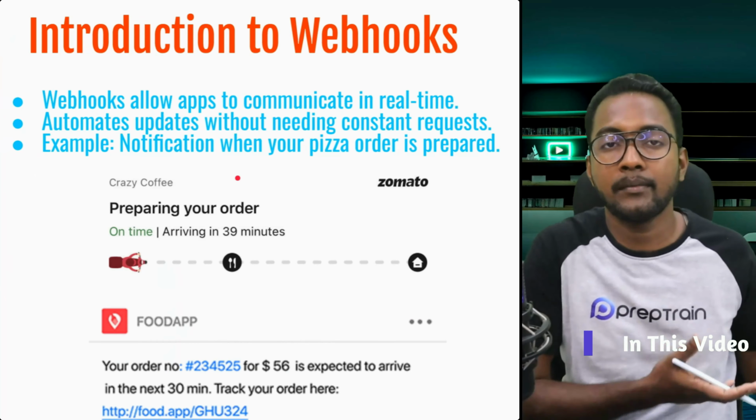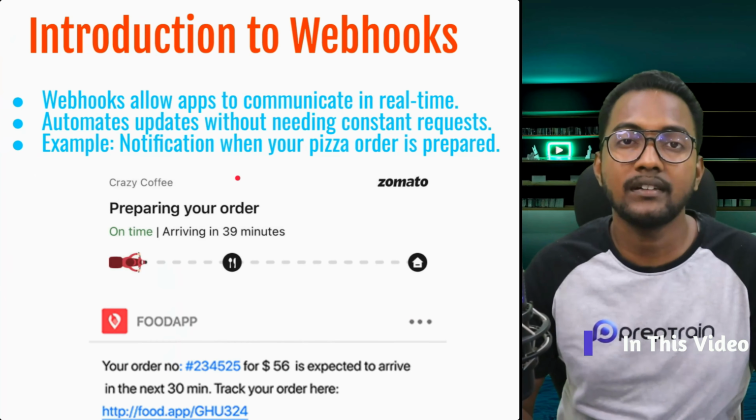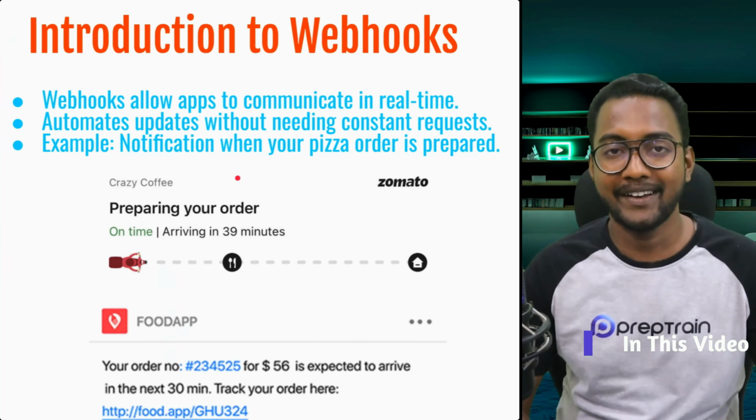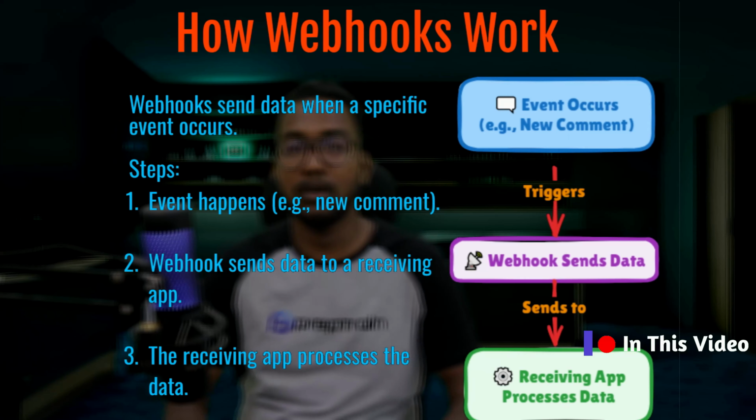Happen? Well, this is where webhooks come into play. The app handling your order basically sends a message to another system, which then triggers that notification that you receive, all automatically. So this is how it works step by step. First of all, an event occurs, or let's say someone posts a new comment on a blog. So that is the event we are talking about.